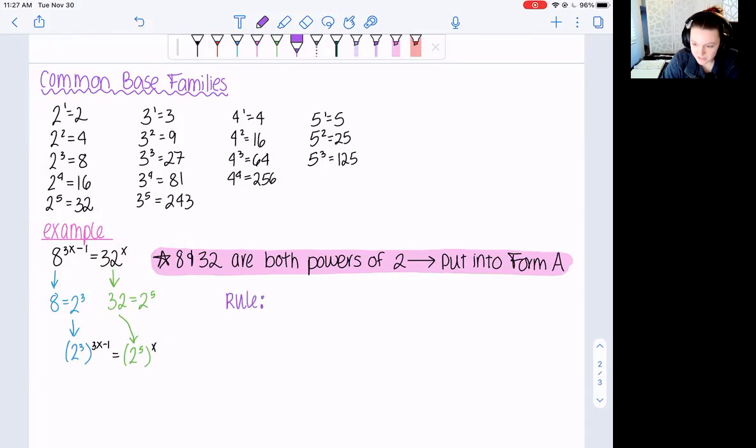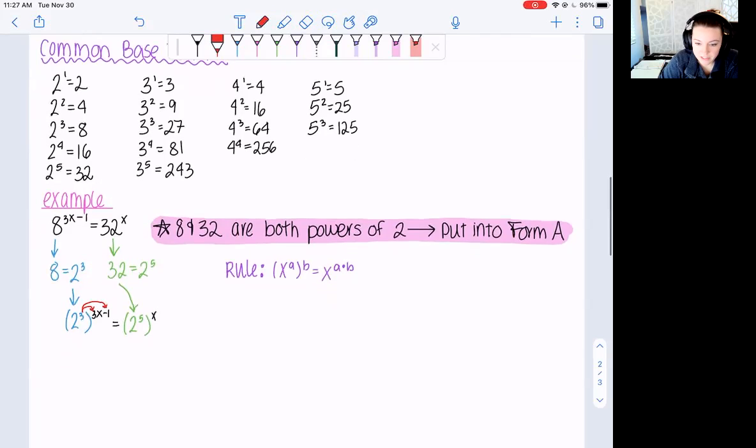An exponent rule that you need to remember here is that if you have x to the a raised to the b, this is x raised to the a times b. So you multiply those exponents in that case. So here, 3 is going to get multiplied with 3x, and it's going to get multiplied with negative 1. So we have 2 raised to the 9x minus 3.